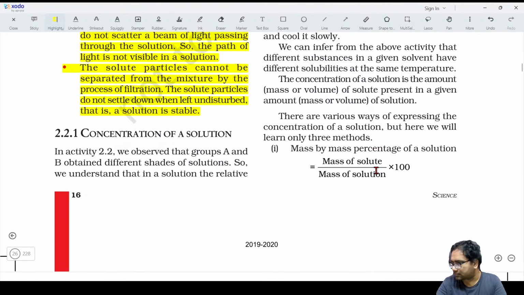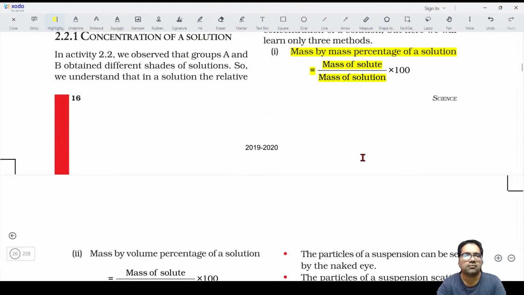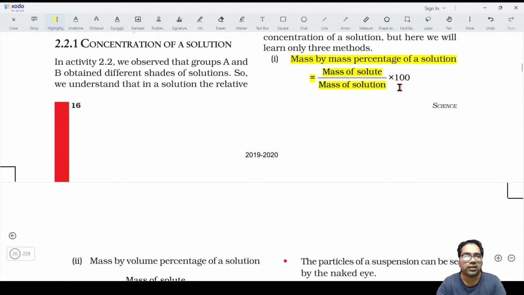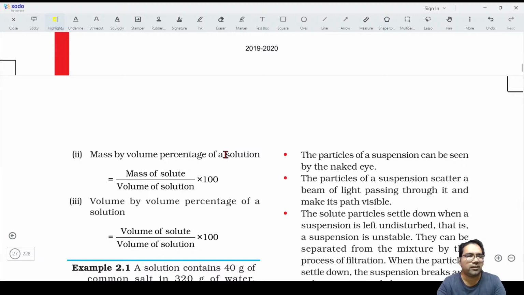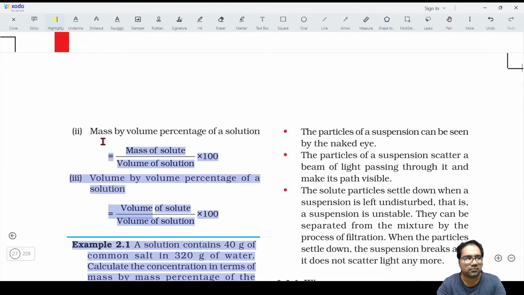It can be inferred by three methods. Number one, mass by mass percentage of a solution, that is mass of solute upon mass of solution into 100. The 100 is in the numerator, multiplied by 100, not upon 100.